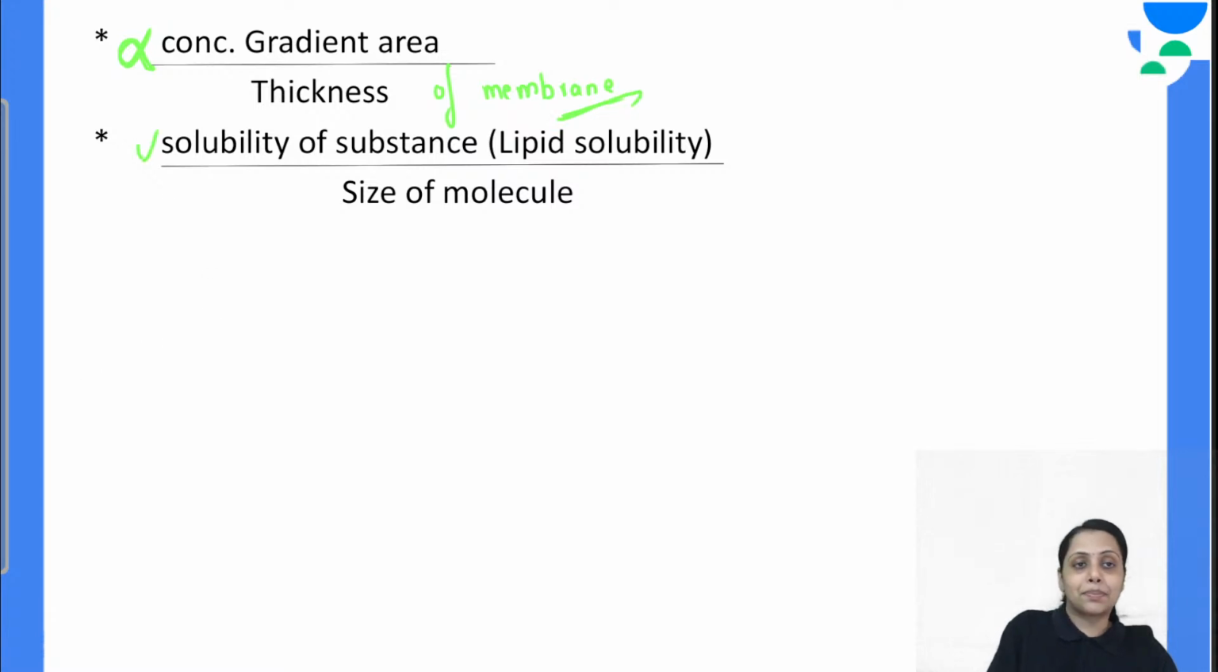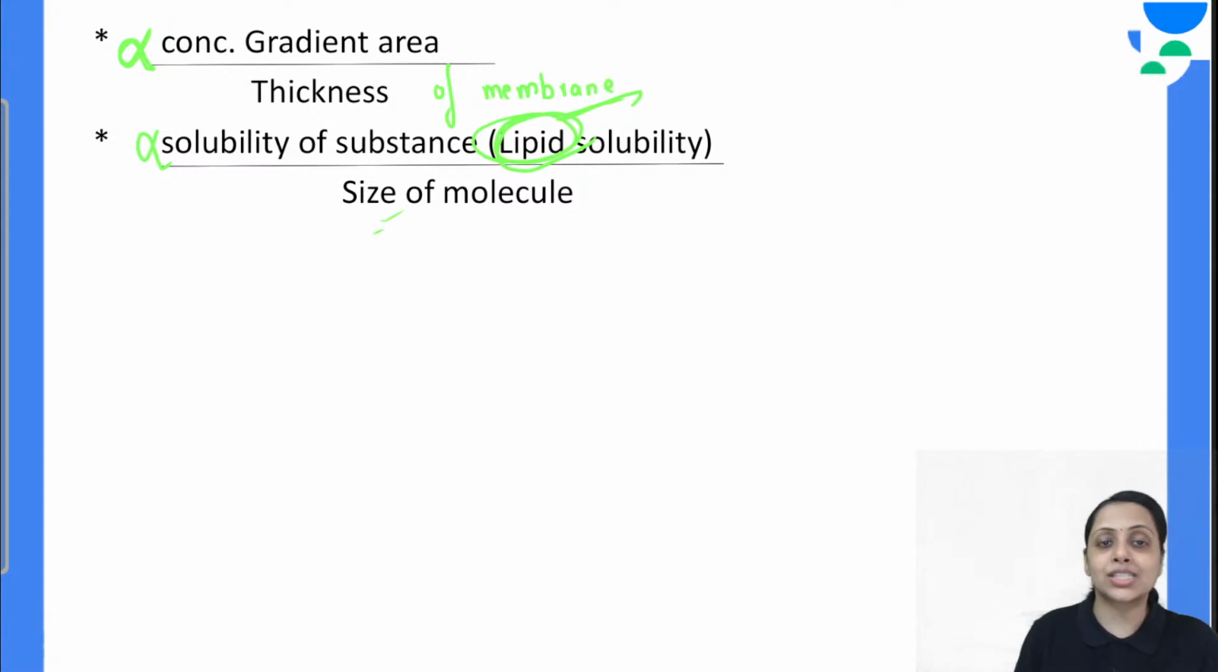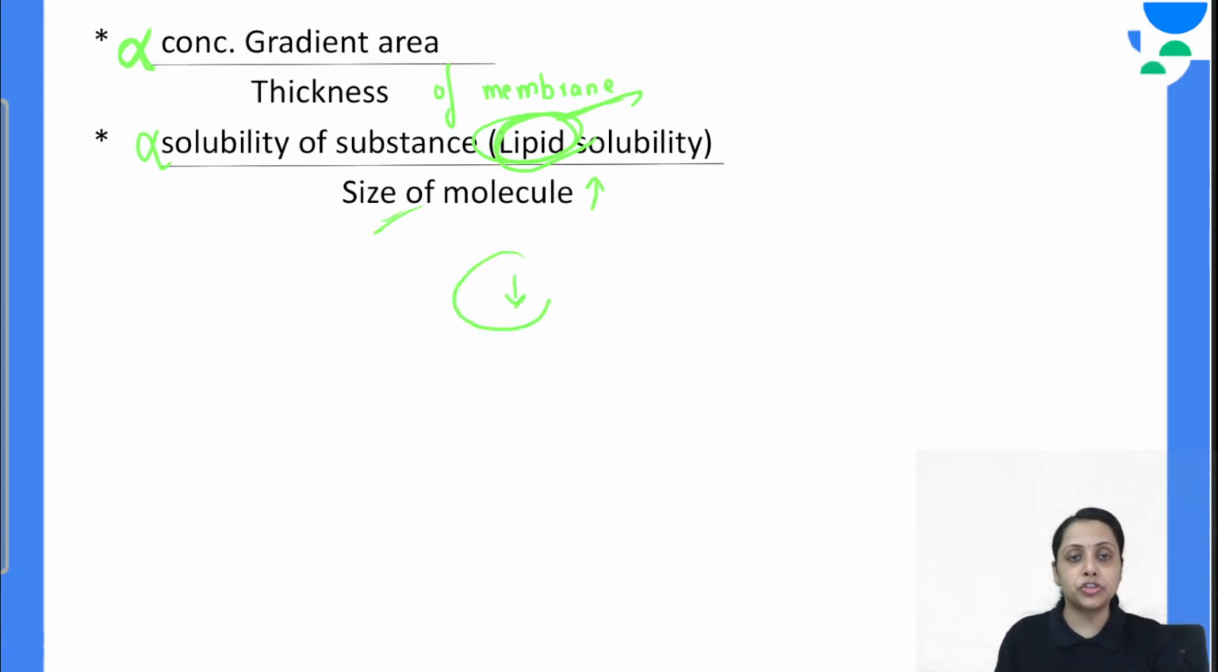It is directly proportional to the solubility of the substance: the more lipid soluble the substance, the more the rate of diffusion. Diffusion is inversely proportional to the size of the molecule: the larger the molecule, the lesser the diffusion. So this is our Fick's law. Do remember, everybody.